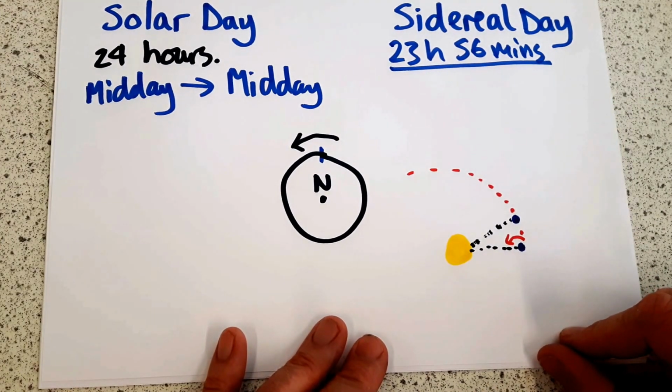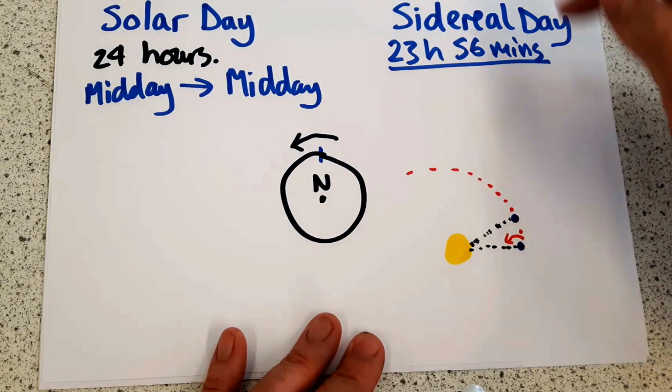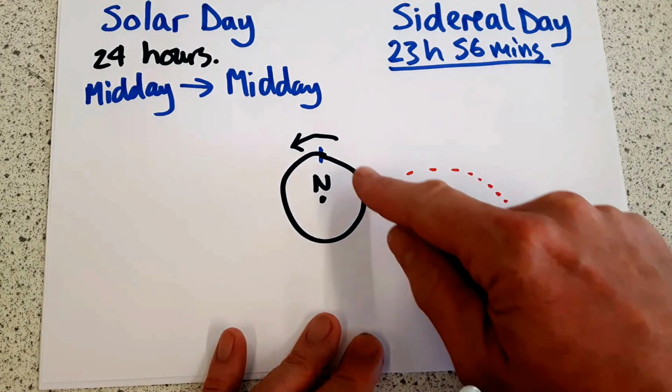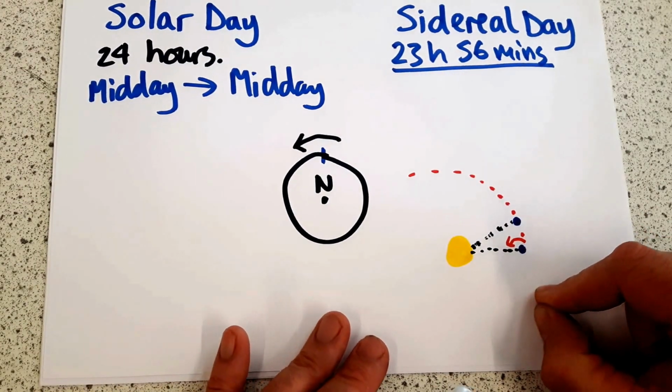the same place. Sidereal is shorter because it's the time for one complete spin. Solar is longer because it's one spin plus a little extra bit to get the sun round into the same position relative to the Earth.